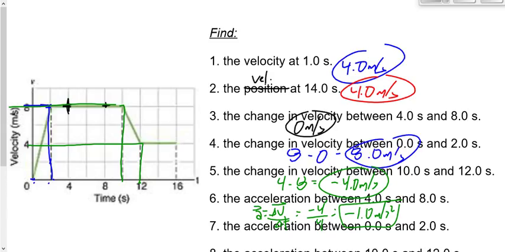Since it's between 4 and 8 seconds, should it just be... Oh, sorry, I went between 8 and 12, yes. Or between 10 and 12, sorry. Yes, absolutely. Between 4 and 8 seconds, what's the change in velocity? 0. The time is 4, so that's going to be 0 meters per second squared. Good? Thank you for that.